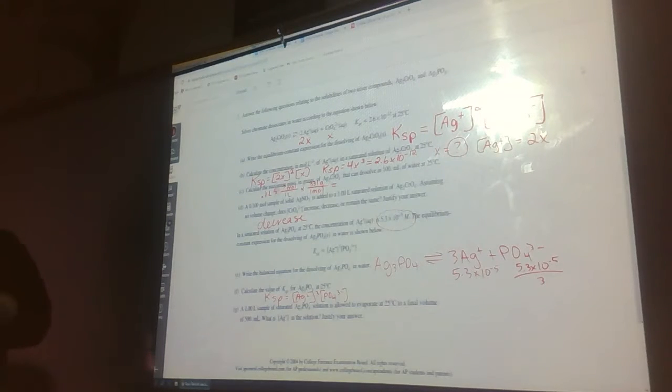And then the last one, a 1 liter sample of silver phosphate solution is allowed to evaporate at 25 degrees Celsius to a final volume of 50 milliliters. What is the silver concentration in the solution? That doesn't matter. If it's evaporating, the concentration is not changing. That's constant.